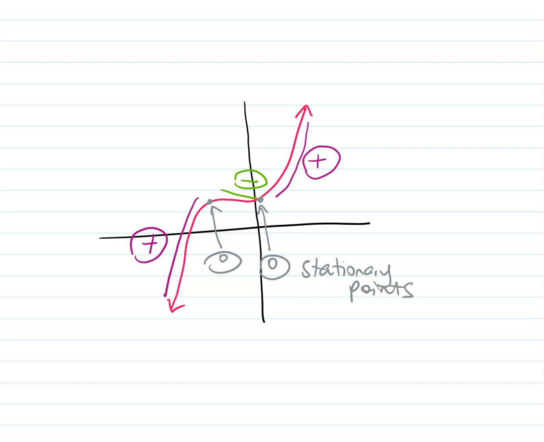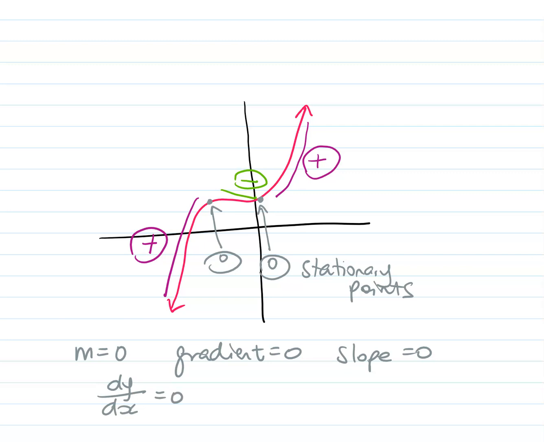Stationary points, and that really means that our m or our gradient is 0, the slope is 0, dy/dx is 0, delta y over delta x is 0, or rise over run is 0. See what I'm getting at here? y2 minus y1 over x2 minus x1 is also 0. All of these are just different ways of saying the same thing, that there is no gradient at those points. Now, obviously, we're talking about a very particular point here, because we've been talking about gradient at a point for quite some time.